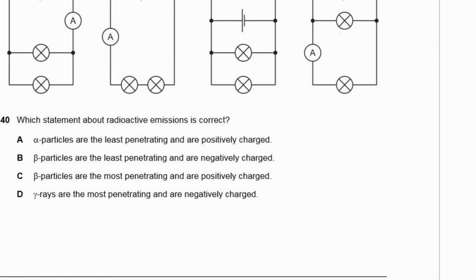Finally, question 40. Which statement about radioactive emissions is correct? A, alpha particles are the least penetrating and are positively charged. Well, that's absolutely true. B, beta particles are the least penetrating and are negatively charged. Well, they are negatively charged, but they're more penetrating than alpha particles. C, beta particles are the most penetrating and are positively charged, not negatively charged, and gamma rays are the most penetrating. And D, gamma rays are the most penetrating and are negatively charged. They are the most penetrating, but they've got no charge. So the answer is A.